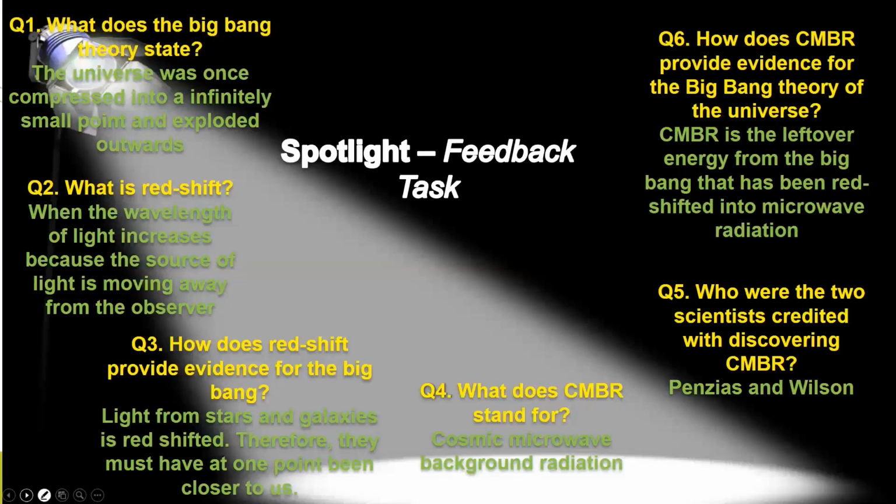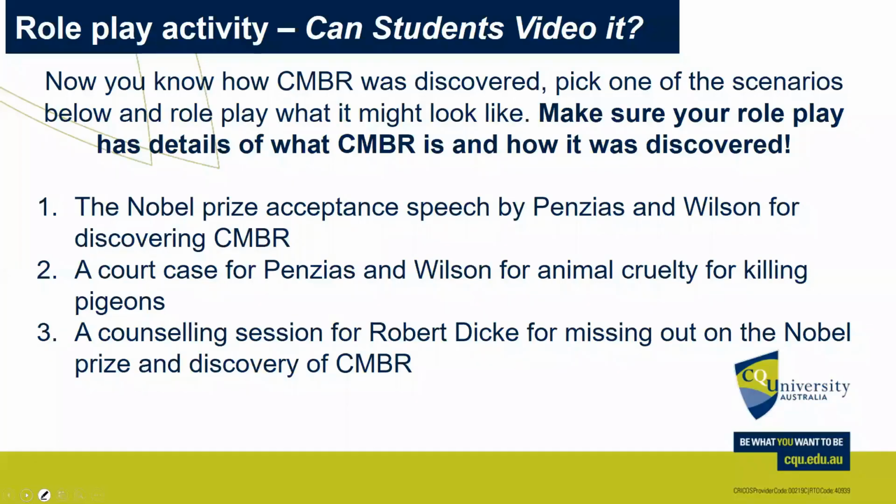So CMBR stands for Cosmic Microwave Background Radiation. It is the residue from the Big Bang. The people credited with discovering it were two university students, Penzias and Wilson, and CMBR is the leftover energy from the Big Bang, if you like, its footprint. So it's a complex scientific notion.